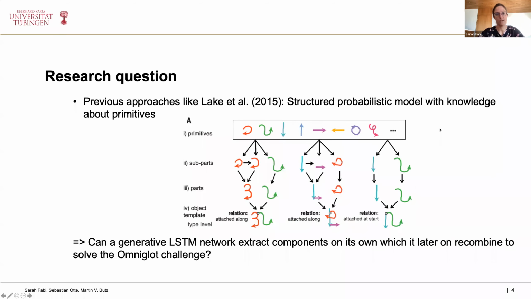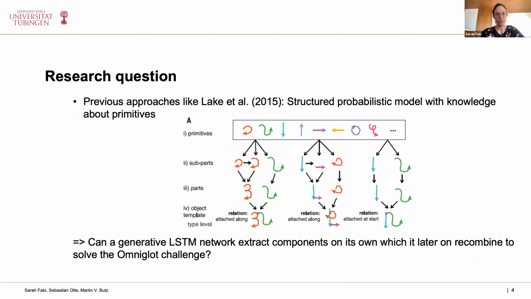And we asked ourselves, okay, is a generative LSTM network maybe even able to extract such components on its own, and then later on able to rearrange those components so that it can, in a one-shot manner, regenerate characters and even variants of the characters and so on. So that's what we wanted to investigate. Is a generative LSTM network able to extract those components and use them?